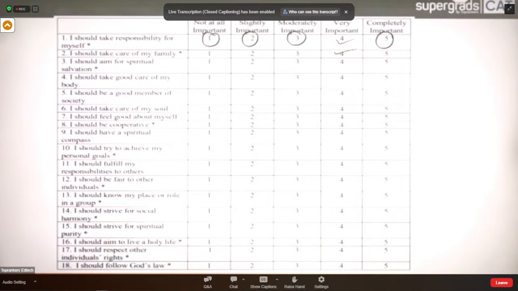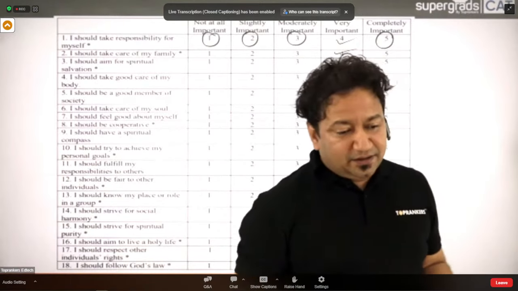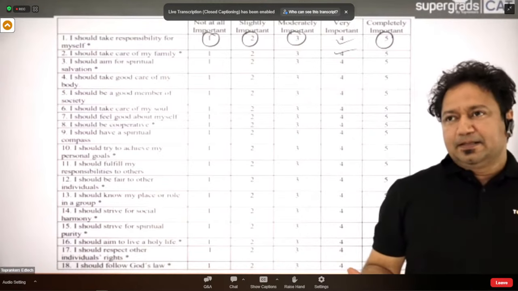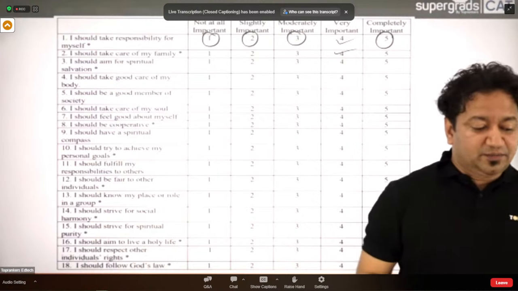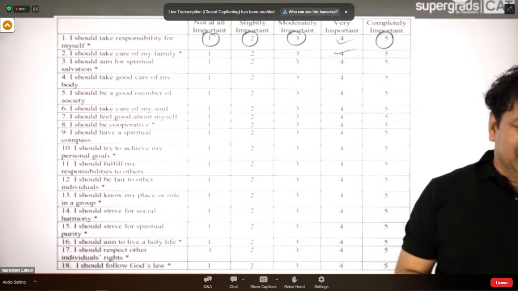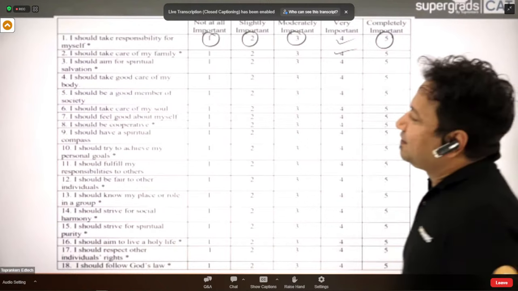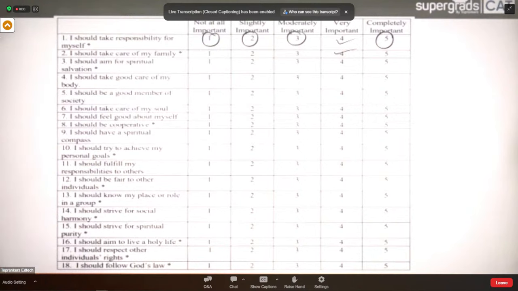And after the era of Albert Einstein, who talked about the general theory of relativity, everything seems to be that anything which was supposed to be universal might not be universal but relative, right? So that is there. Very good. Third, I should aim for spiritual salvation. Who is going to tell me that?